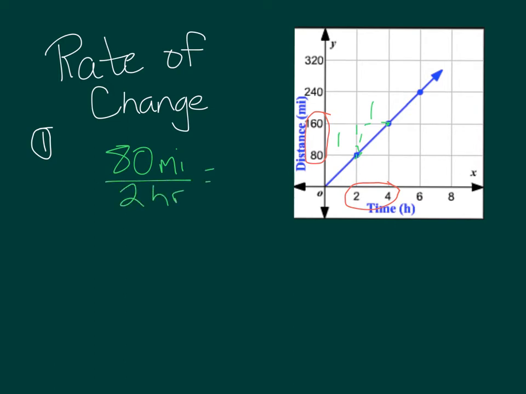Now we could simplify this. 80 divided by 2 would be 40. So my rate of change is 40 miles over an hour.